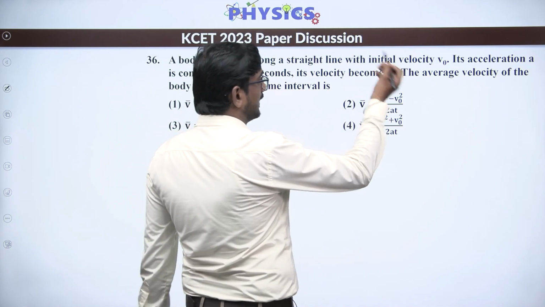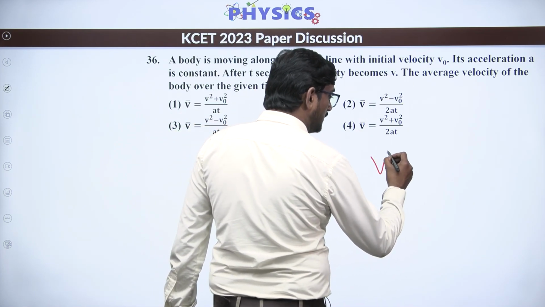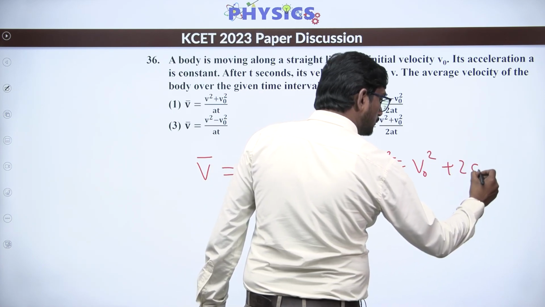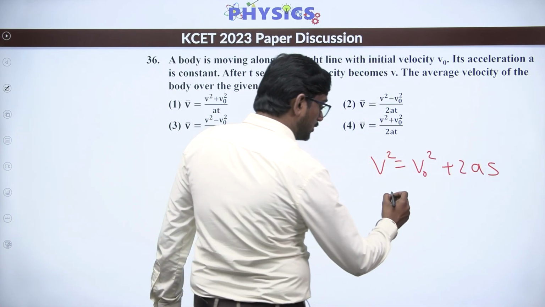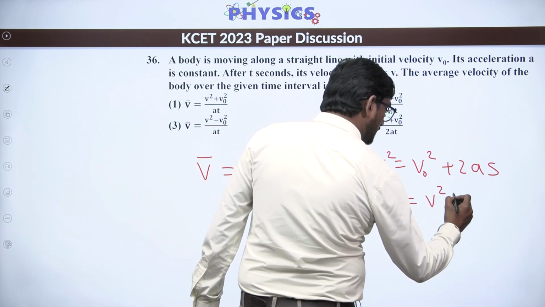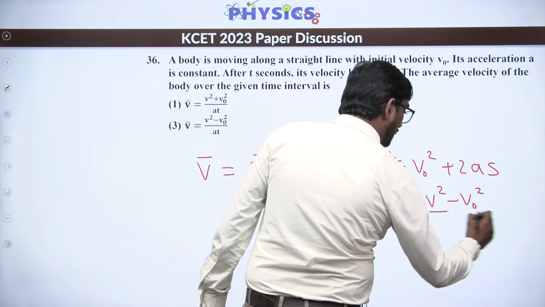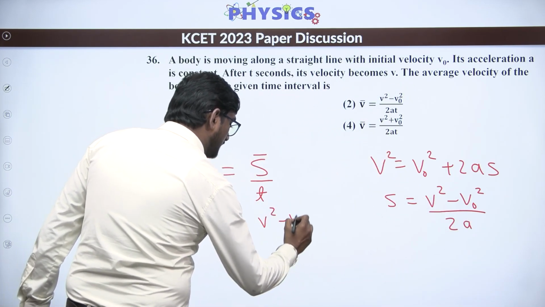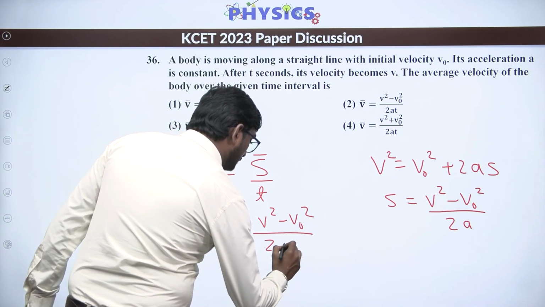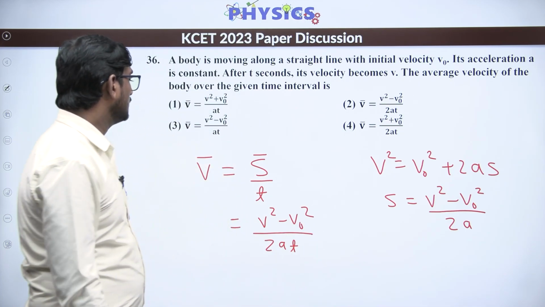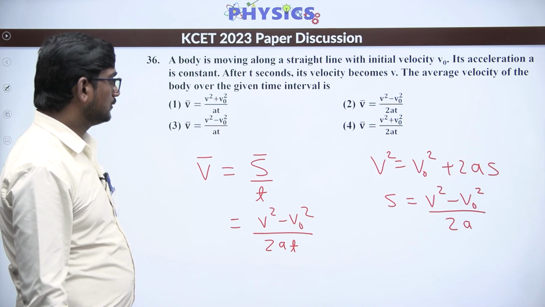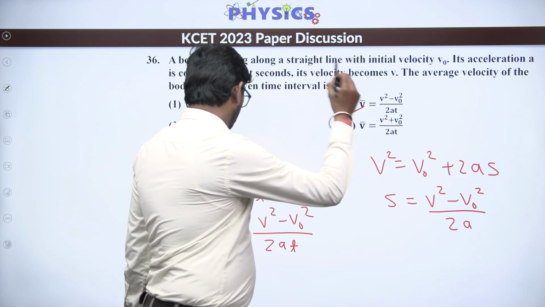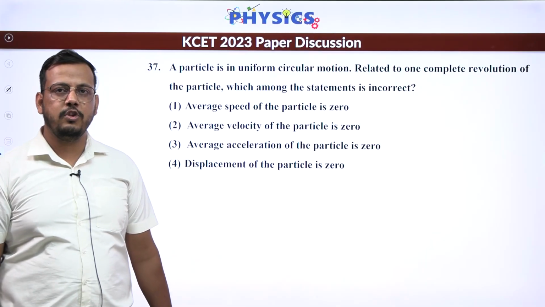Now, since the acceleration is constant, we can use this expression v square equals to v0 square plus 2a into displacement. So what is the net displacement from here? V square minus v0 square by 2a. Now this displacement we can put over here. So v square minus v0 square by 2a and then divide by time, we will get the average velocity. So the correct answer in this will be option 2. So next question is question number 37.